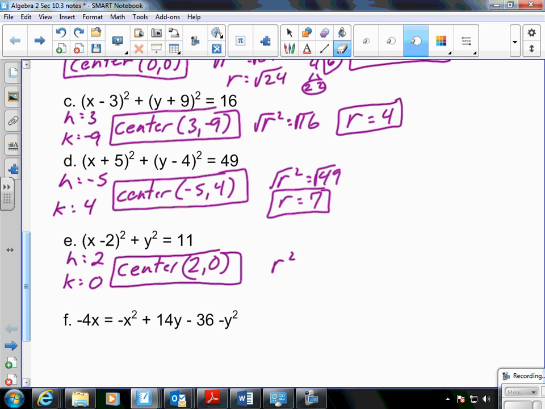And r squared in this case is going to equal 11. So we take the square root of both sides. 11 is a prime number, so it doesn't have a square root, and it doesn't have any factors that would have a square root. So we just end up with r equals the square root of 11.